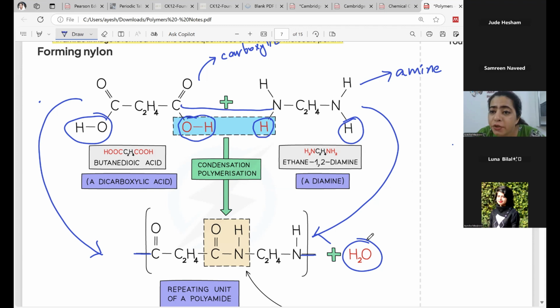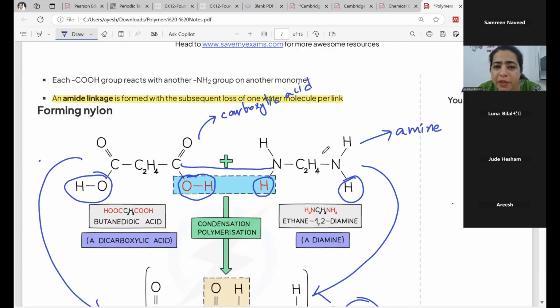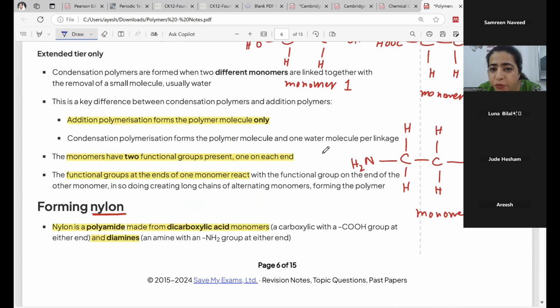Okay. But later on, you will see that it can be any other small group as well. Whatever is attached here and here can be removed. It depends on whatever the functional group is. Okay. So anything else can be removed as well. Let me give you a simple example for anything else, and I'm not making you confused with this.